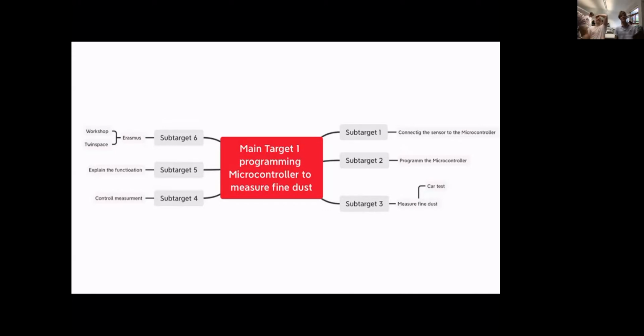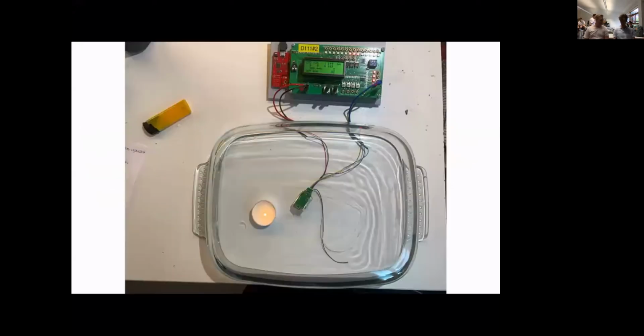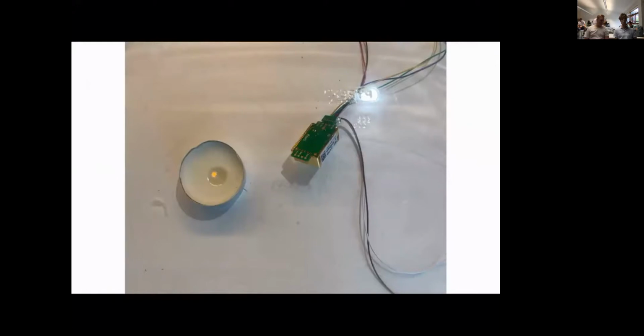As you can see here on the diagram, our main target was to program a microcontroller to measure fine dust. Our first sub-target was to connect our microcontroller to the sensor. After that, we programmed the microcontroller. For our third sub-target, we did some measurements on the car.